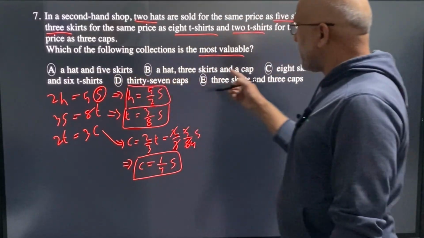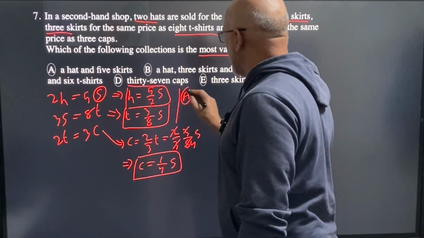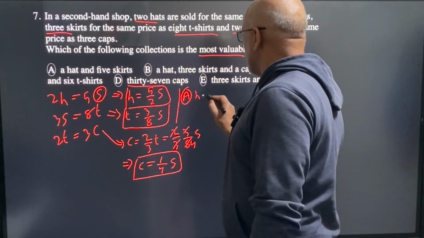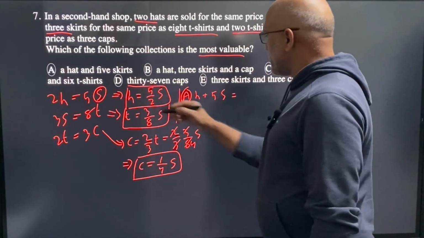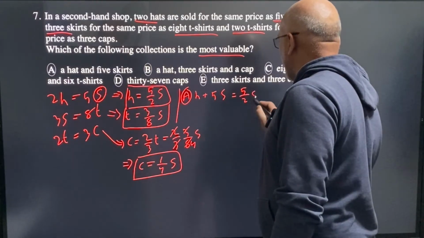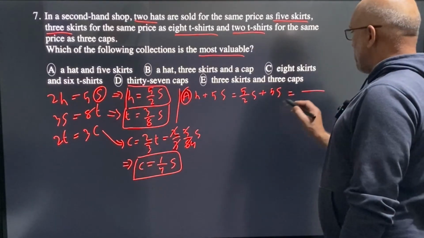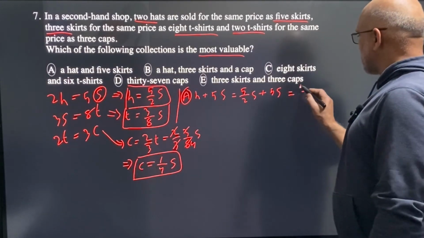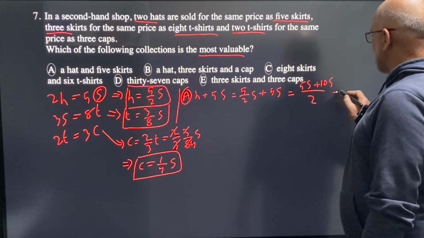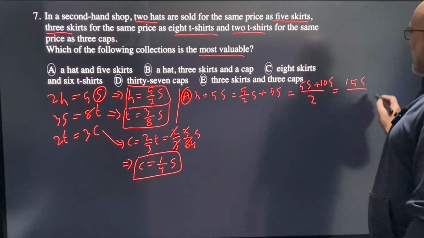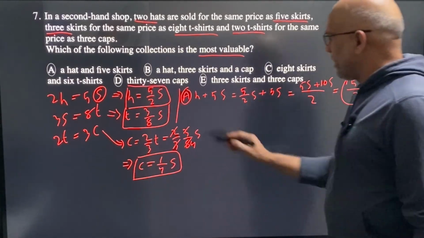Now let me calculate the value of each of these collections. Collection A is a hat plus 5 skirts. So H is equal to 5 by 2 S plus 5S. So this is going to give me, denominator is 2, so this is 5S plus 10S, which gives me 15S by 2. So this is collection A.